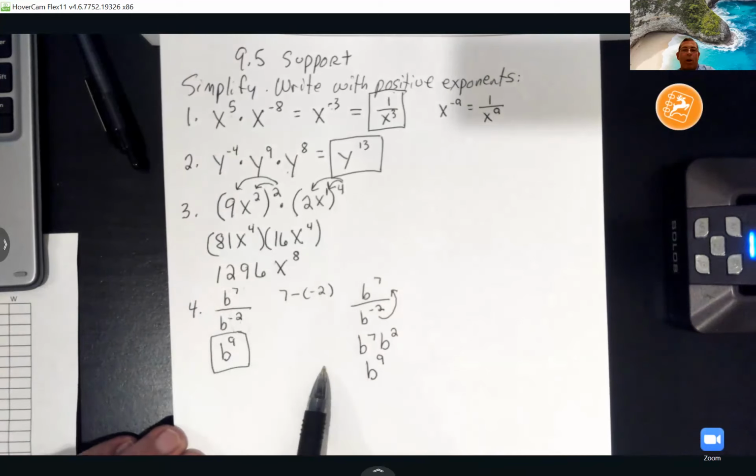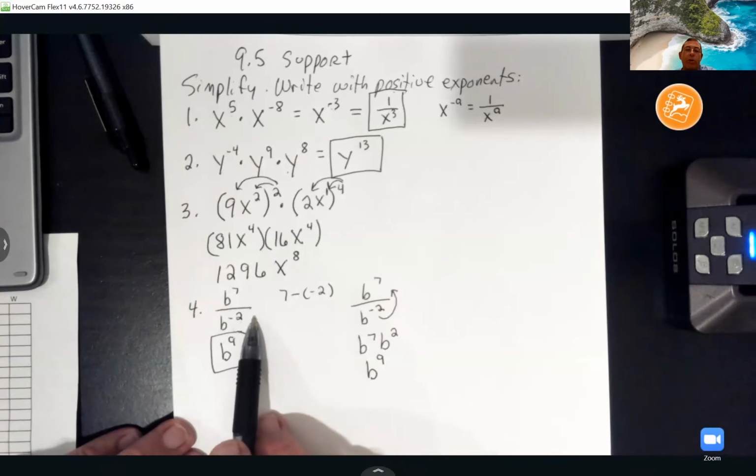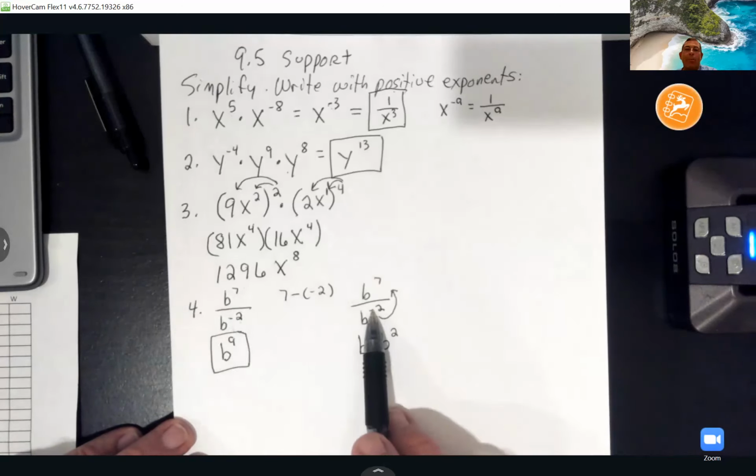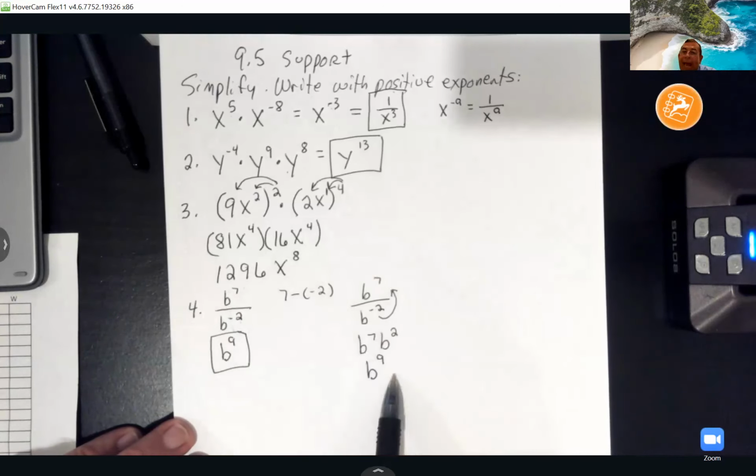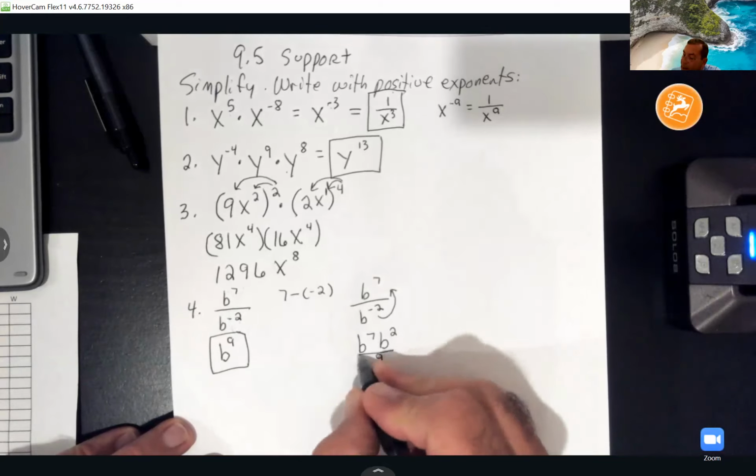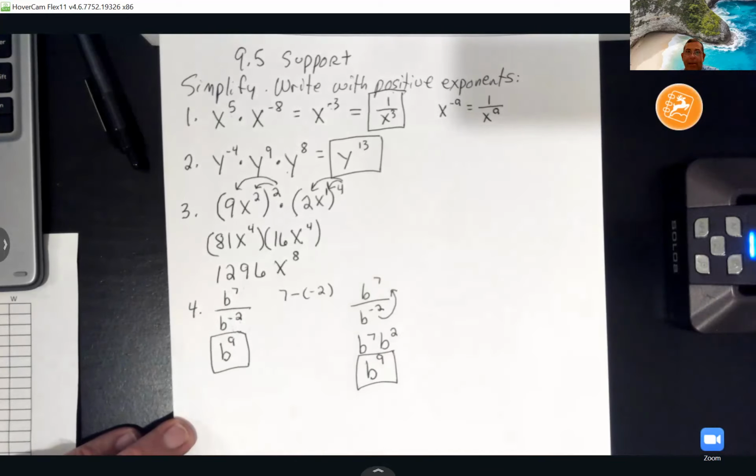So either way works. You can do the quotient rule, 7 minus -2, and get that 9 and be done. Or you could have made the b to the -2 positive by pulling it up and then added exponents. Either way, we got a b to the 9th on that, okay?